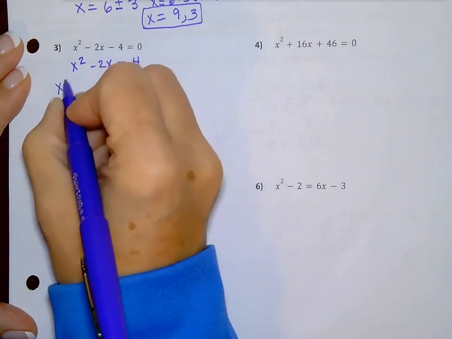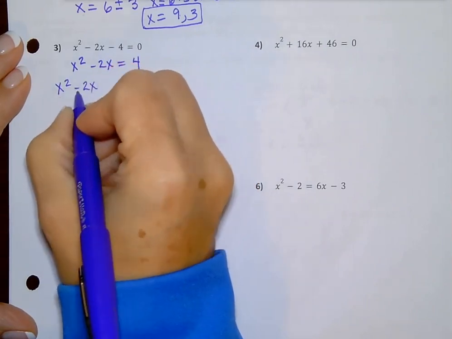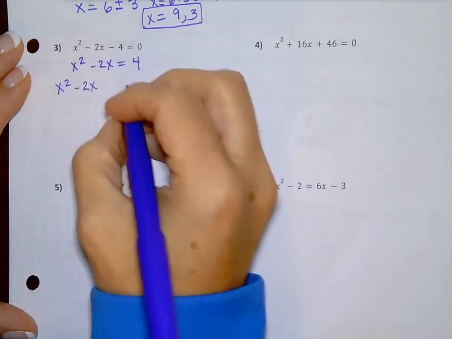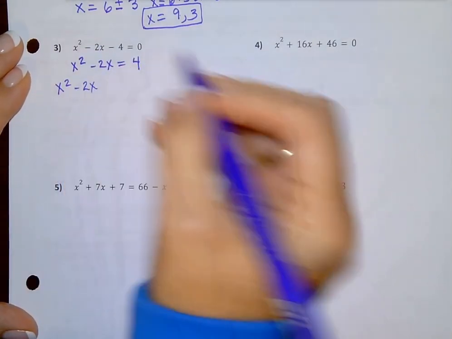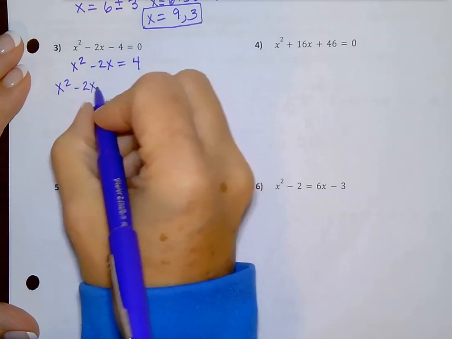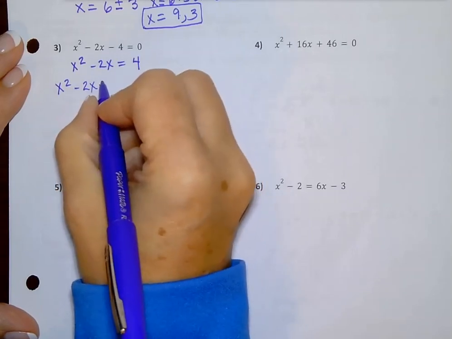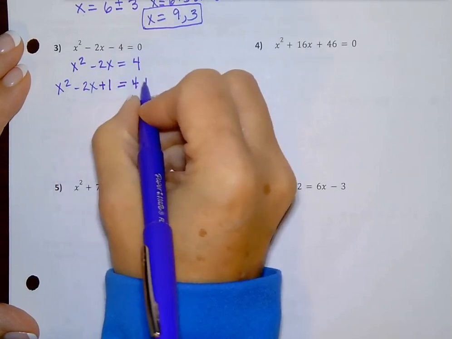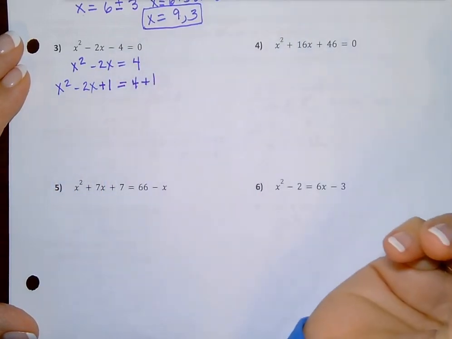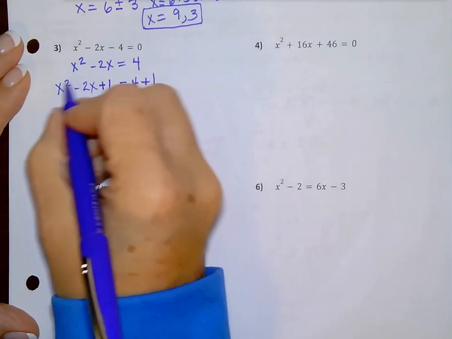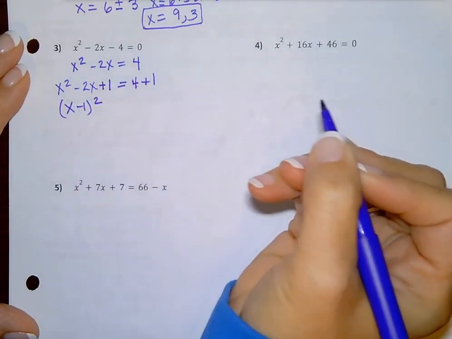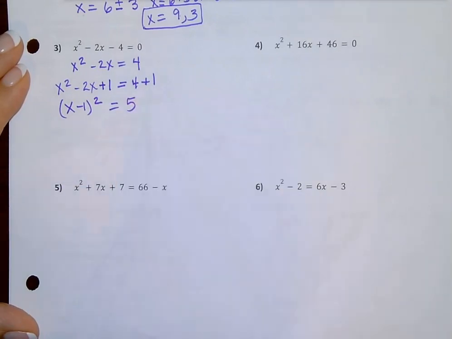So I'm going to say x squared minus 2x, take half of negative 2, or half of 2 is 1, sorry, or negative 1, either way. We're going to take half of 2, and we're going to get 1, and 1 squared is 1, so we're going to say plus 1 here. If I add 1 to the left, I have to add 1 to the right. Okay, now I'm going to say this is x minus 1 squared, and it equals 5.